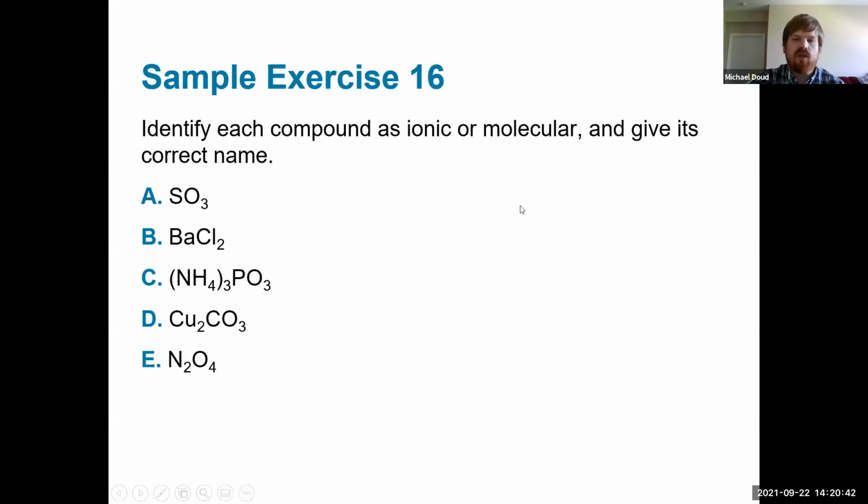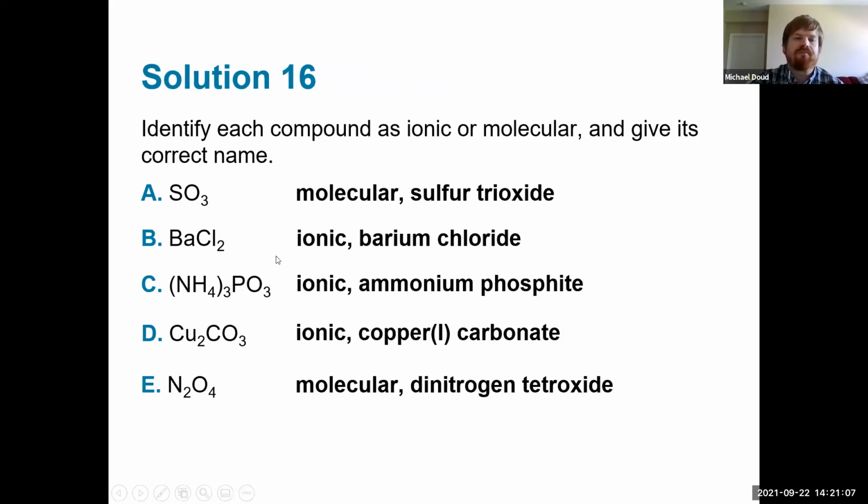Okay, let's take a look. SO3 is a combination of sulfur and oxygen, which means we have 2 nonmetals together. That means it's got to be molecular. To name it, we have 1 sulfur and 3 oxygens. Sulfur comes first, so that's just sulfur, followed by 3 oxygens, trioxide. So sulfur trioxide.